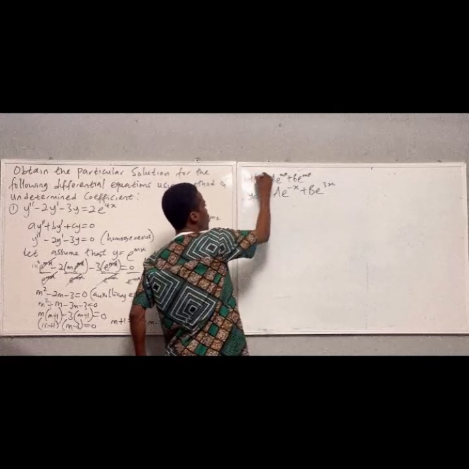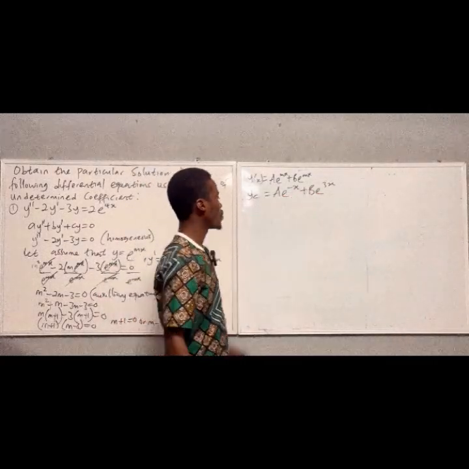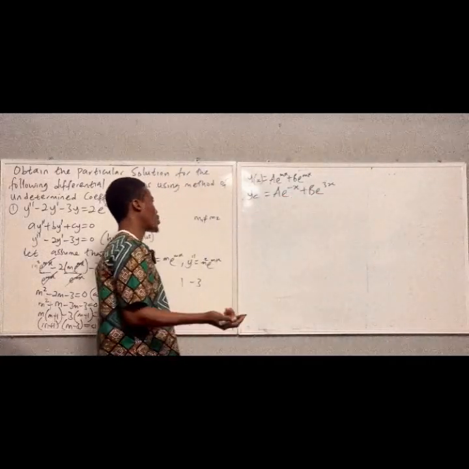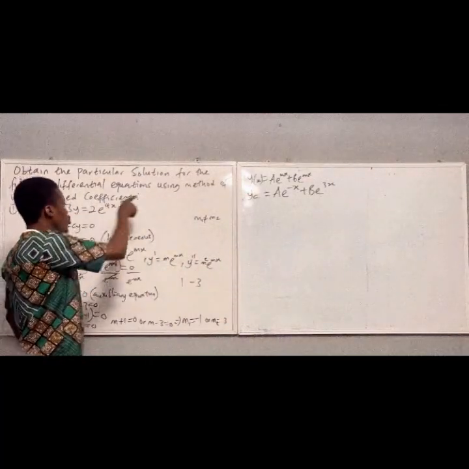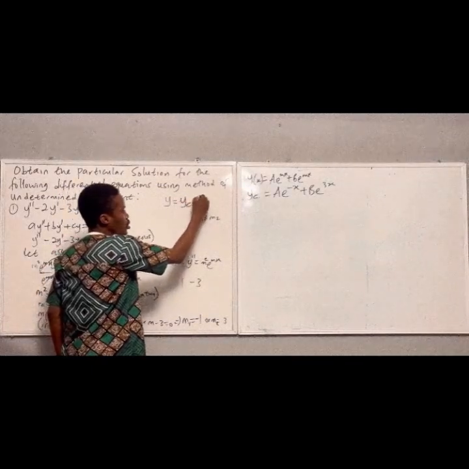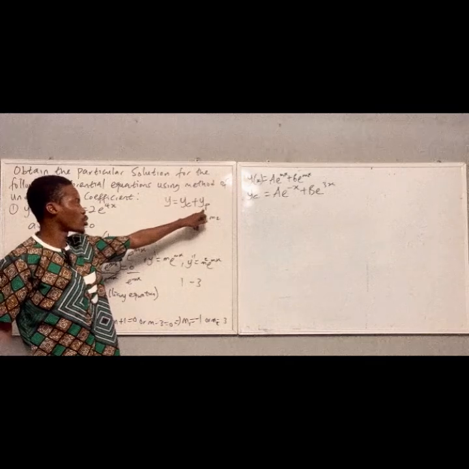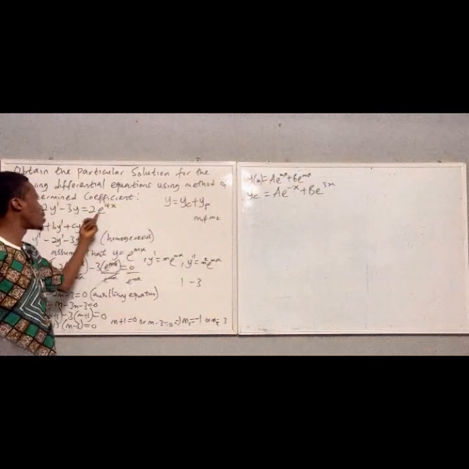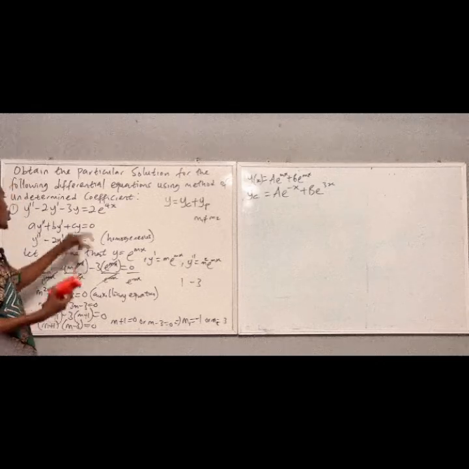So I'm going to have yc, that is A exponential minus x plus B exponential 3x. So since my solution using the method of undetermined coefficients is y equal to yc plus yp, I've gotten yc. So I have to find yp. My yp will come when my g of x is not equal to 0. So I'm going to solve this part.